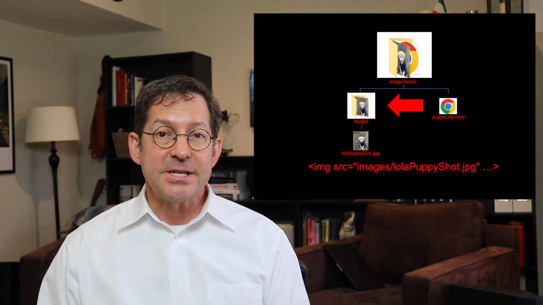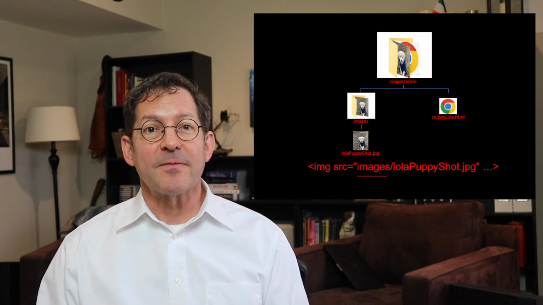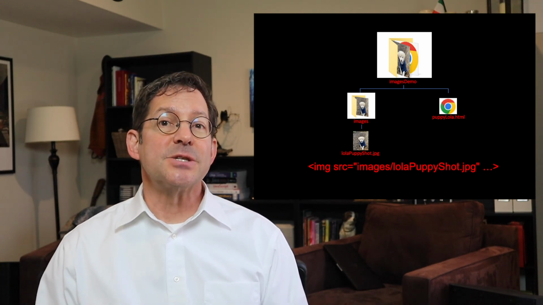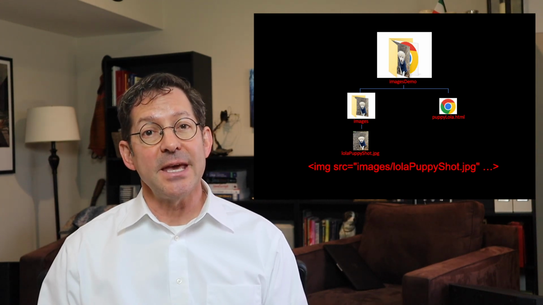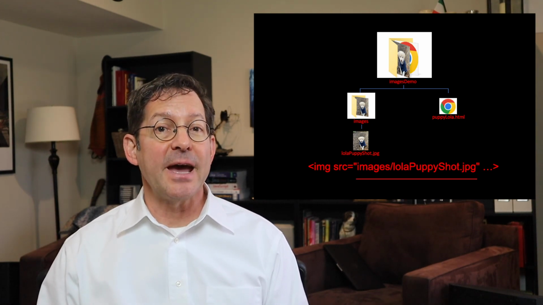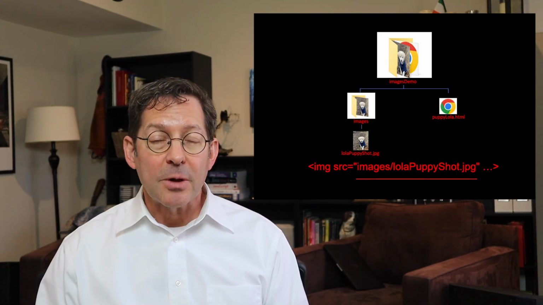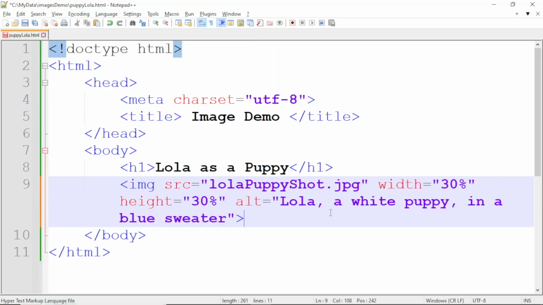To get from the HTML file to the image file, we will state the folder name first, then the file name and extension. Since our image, Lola Puppy Shot JPEG, appears directly in the Images folder, we can use the path images/lolapuppyshot.jpg. Back in Notepad++, I can update the source attribute to reflect that the Lola Puppy Shot file is in the Images folder.